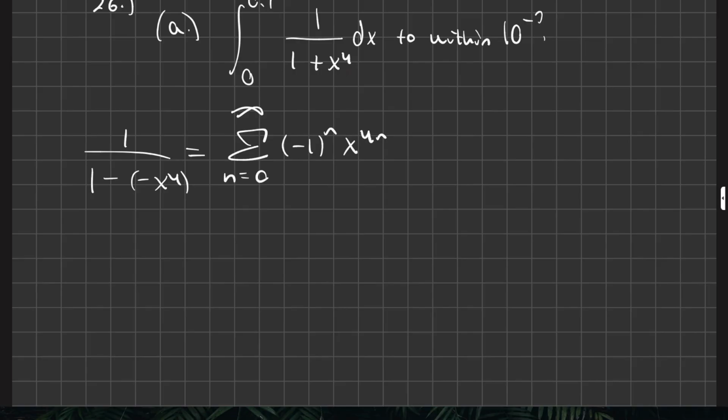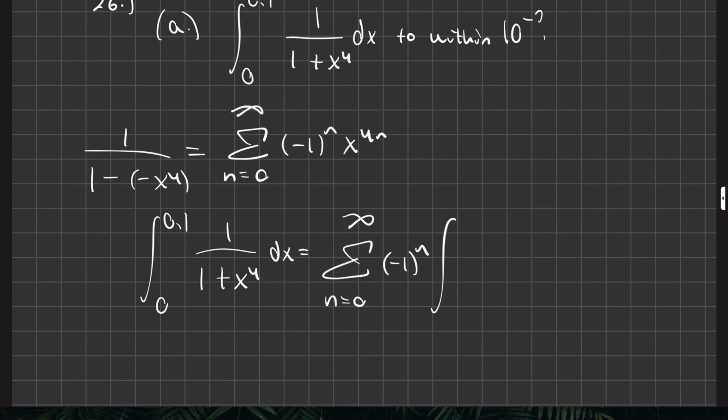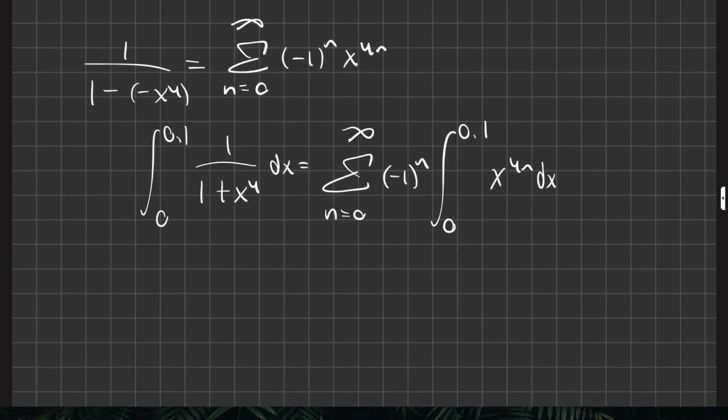Okay. Now we'll integrate term by term on the interval 0 to 0.1, and we know it's uniformly convergent on this interval, so we'll have the integral from 0 to 0.1 of 1 over 1 plus x to the 4th dx is equal to the sum from n equals 0 to infinity of negative 1 to the n times the integral, right? We can pull that sum out of the integral, 0 to 0.1 of x to the 4n dx. So this gives us the series n equals 0 to infinity of negative 1 to the n times 0.1 to the 4n plus 1 over 4n plus 1.